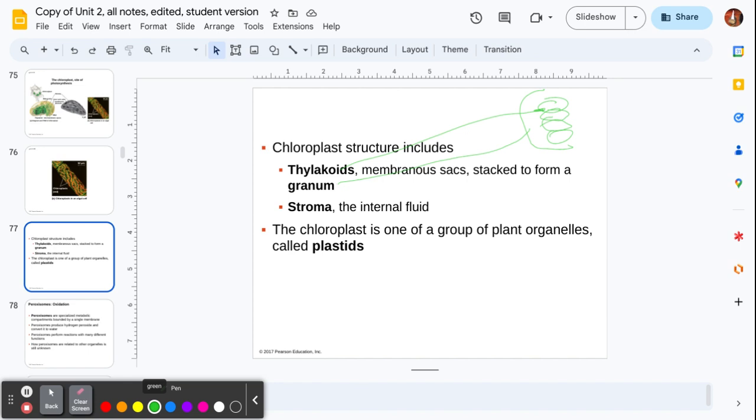Unlike pancakes, however, these thylakoids have an internal space that is filled with fluid, and that fluid is called the stroma. Maybe like a pancake filled with syrup. Chloroplast is one group of plant organelles. Collectively, they are called plastids.